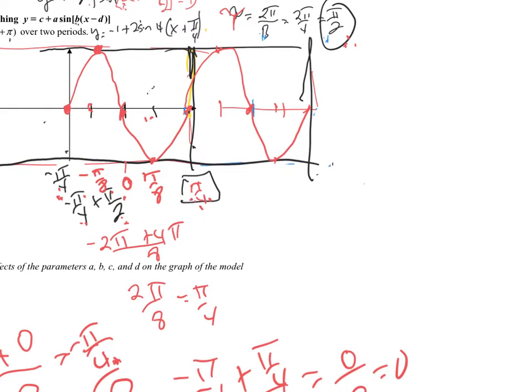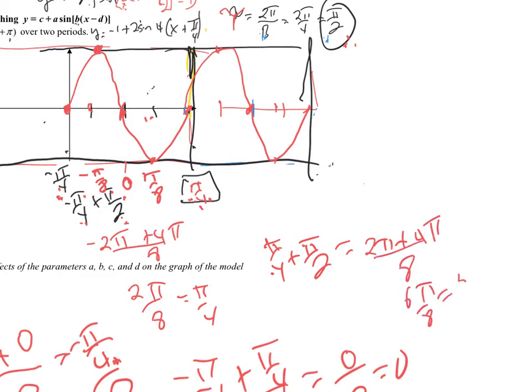It starts at pi over 4, and pi over 4 plus the pi over 2, the time it takes to finish up, would be 2 pi plus 4 pi over 8, which is 6 pi over 8, which is 3 pi over 4. So what did that imply? That meant it finishes up here at, was that correct? No, I'm sorry, 3 pi over 4. 3 pi over 4 is where it ends.